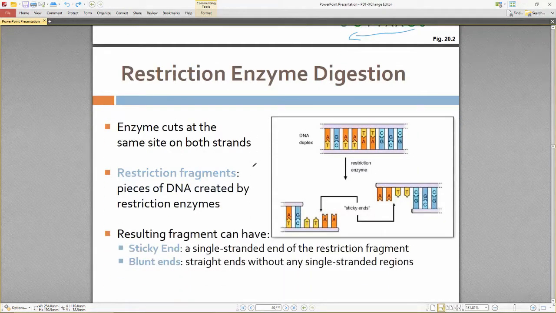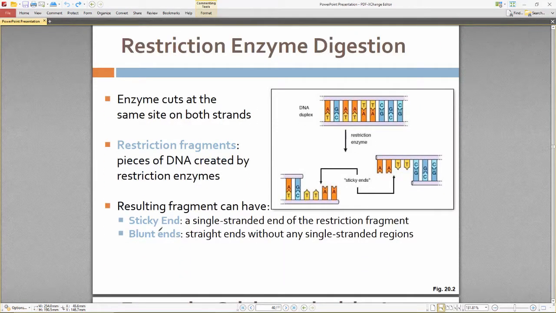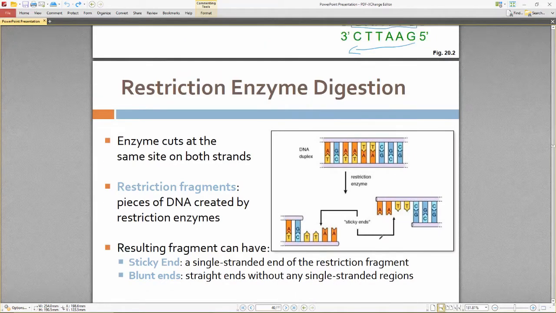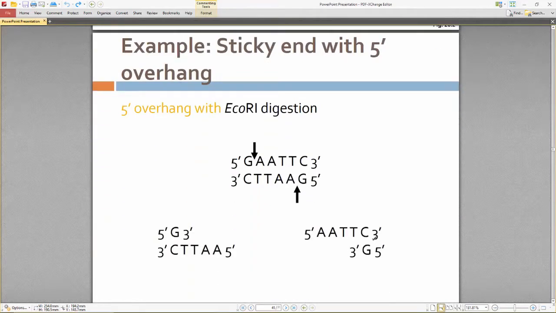So what does this mean? Or why are we explaining this? Because basically the resulting fragments can have what we call sticky ends or blunt ends. Sticky ends are a single stranded end of the restriction fragment, and blunt ends are straight ends without any single stranded regions. So let's take a look at some examples.